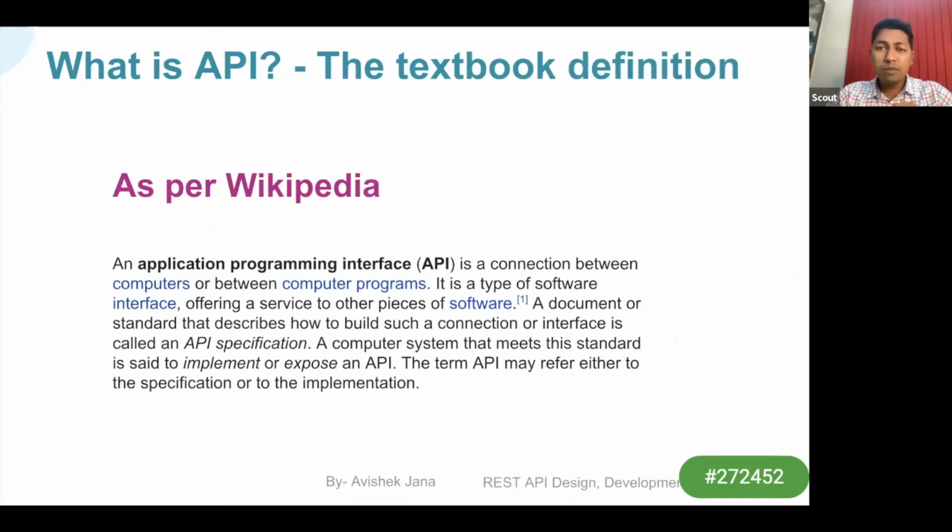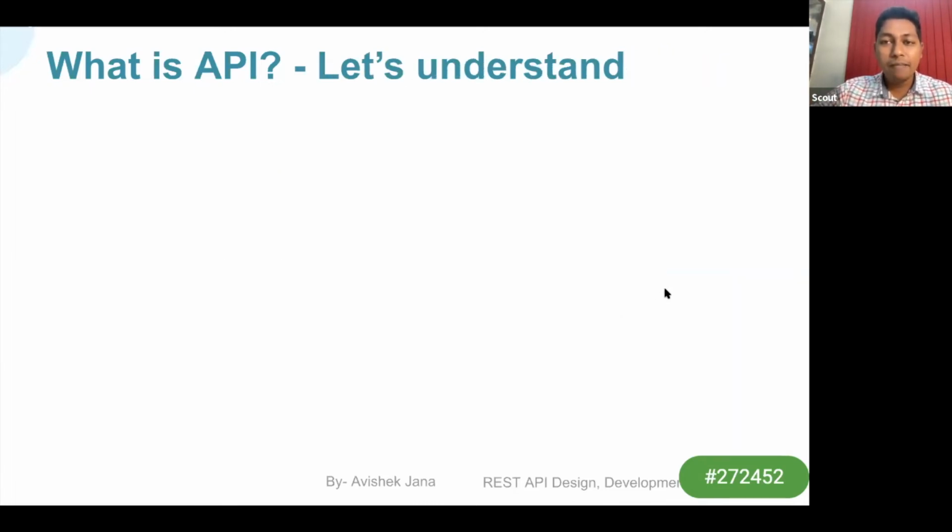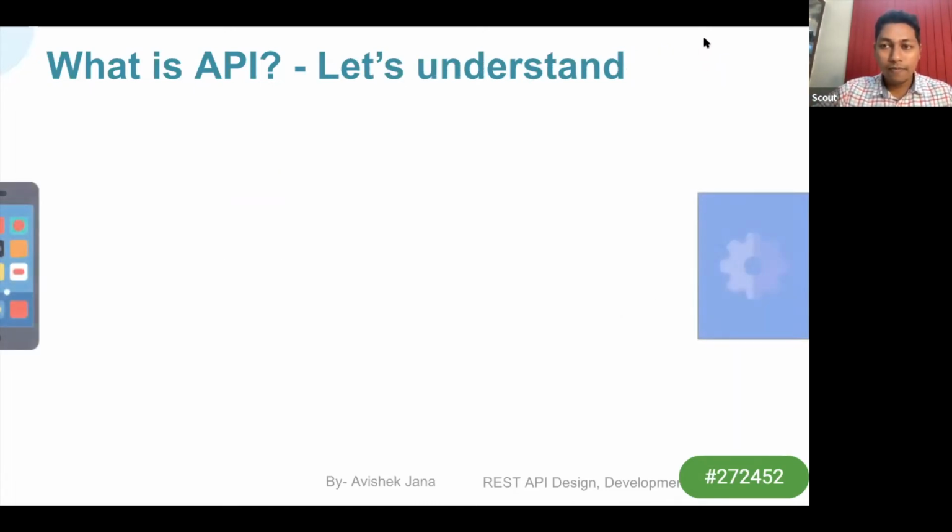And if you go by the textbook definition, it is a very complex one. It says API is a connection between computers and between computer programs. It is a type of software interface, and blah blah blah. So there is a long description, I have taken this description from Wikipedia. Okay, if you are not getting this, then I have a clear-cut simple example for all of you.